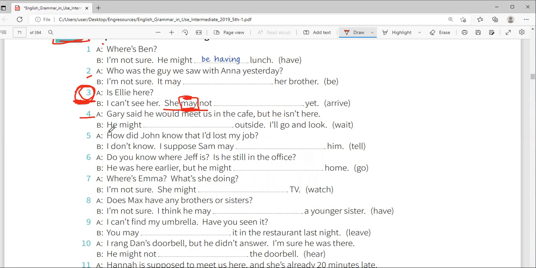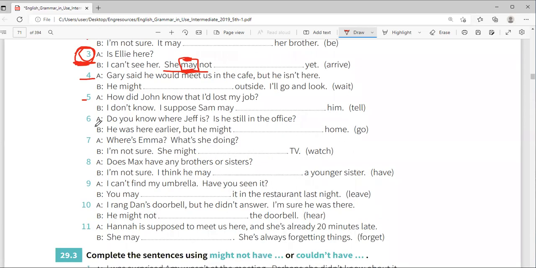And then someone says he might be waiting outside. I'll go and look. Yeah, he might be waiting. So present, as a verb. He might be waiting now. Gary said he'd meet us in the cafe, but he's not here. So he might be waiting now, because he said he'll meet now.